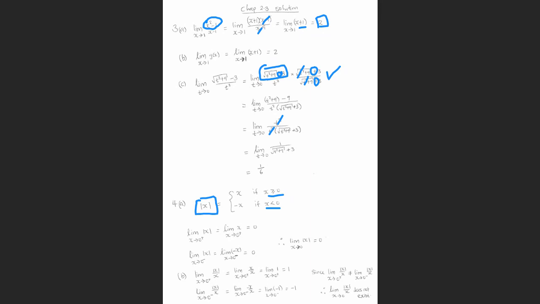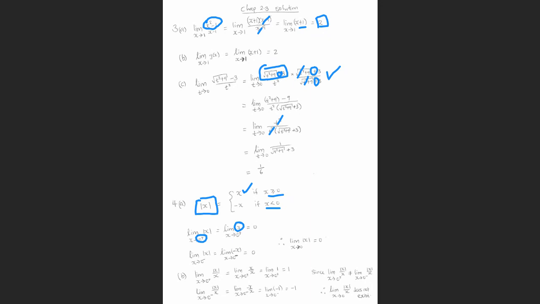So if I now have to compute the limit as x approaches 0 from the right of absolute value of x, I need to choose which of these two functions to use. Obviously, from the right, we're using x. Absolute value of x is equal to x, so we're going to use x. And if you substitute 0 there, you just get 0.